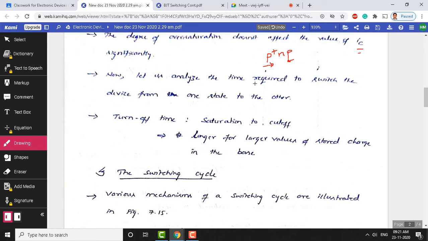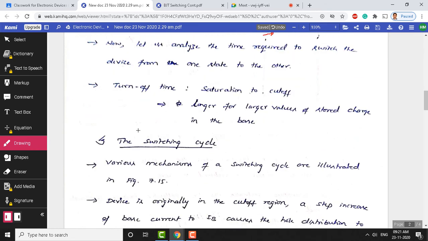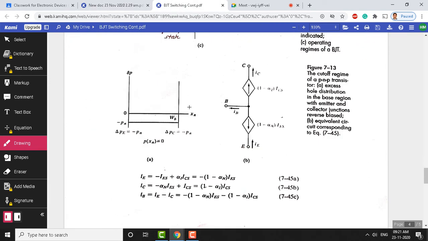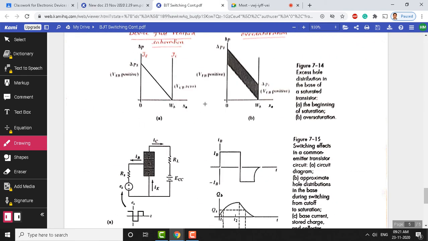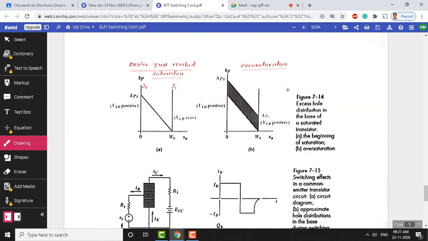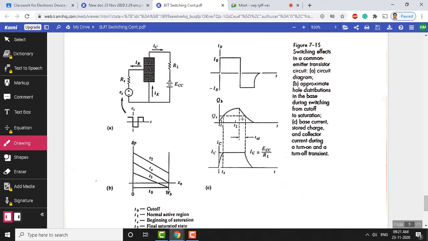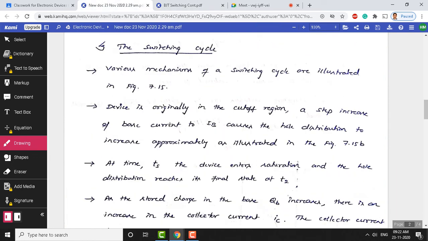Okay. Now let us see the switching performance, the switching cycle. Just please look at these diagrams. For the switching cycle, this is what we explained so far. I have taken the diagrams straight from the Streetman textbook. Just go through that, and now let us focus on this switching cycle. The timing is very important here, and that's what I highlighted here.